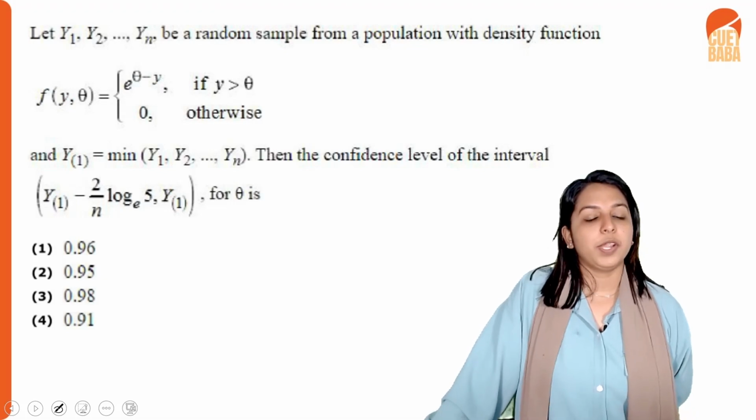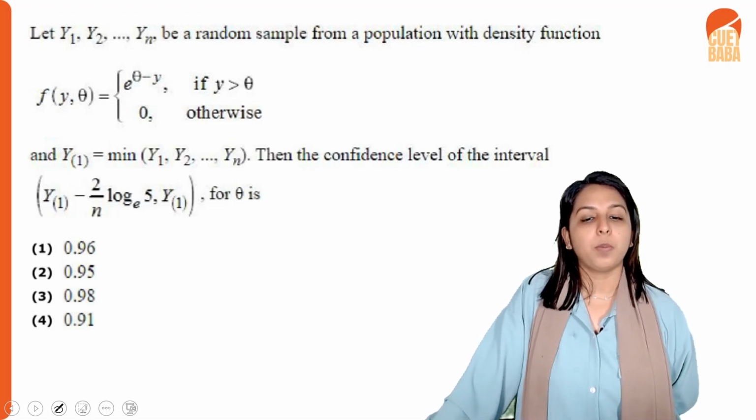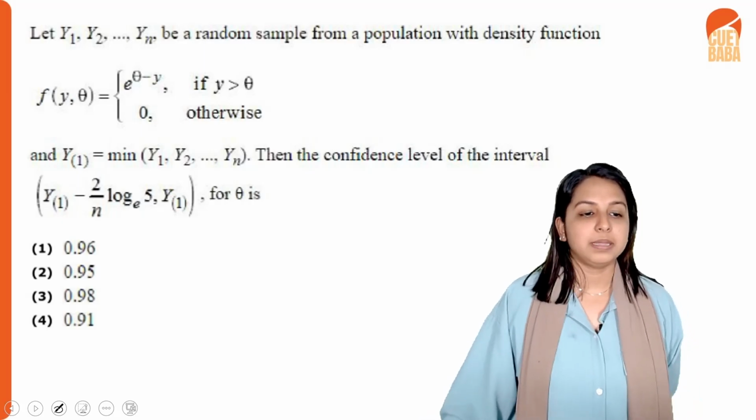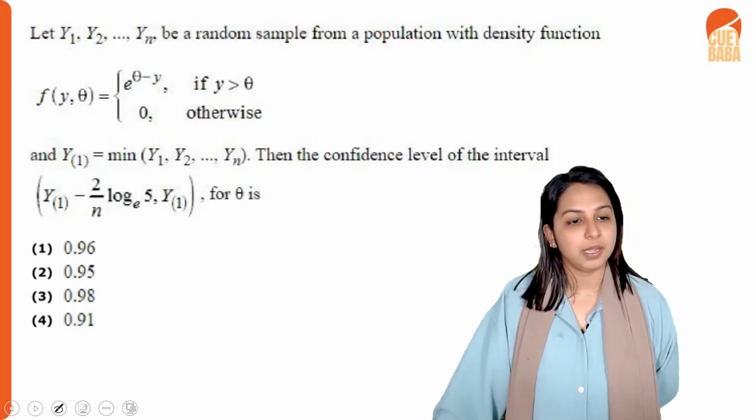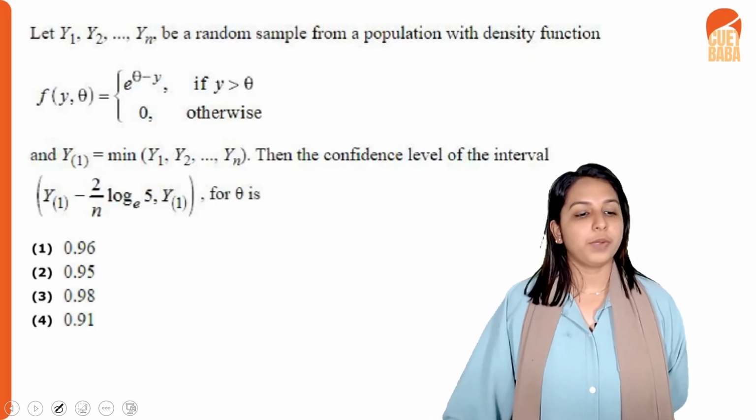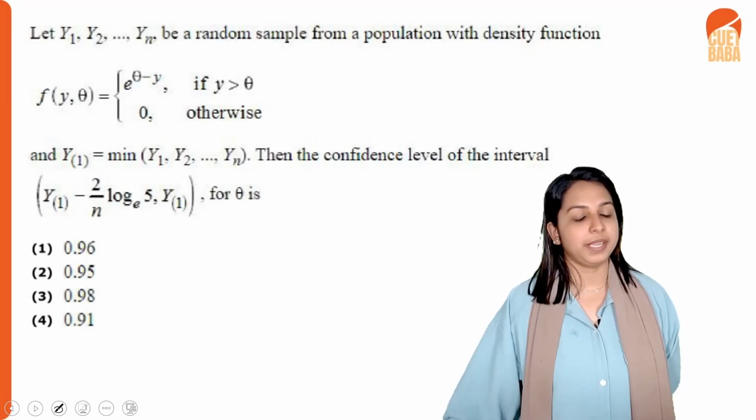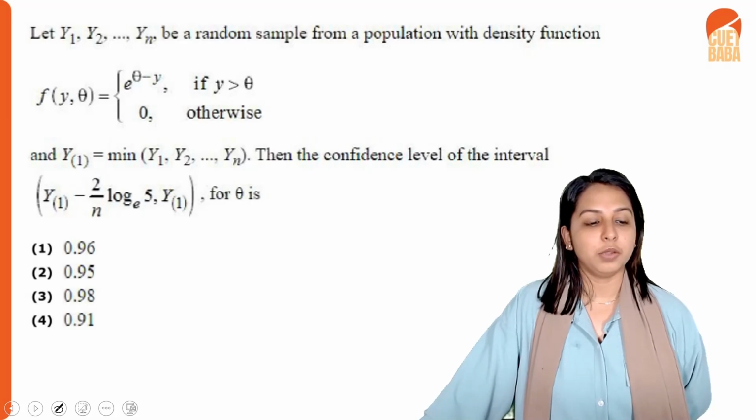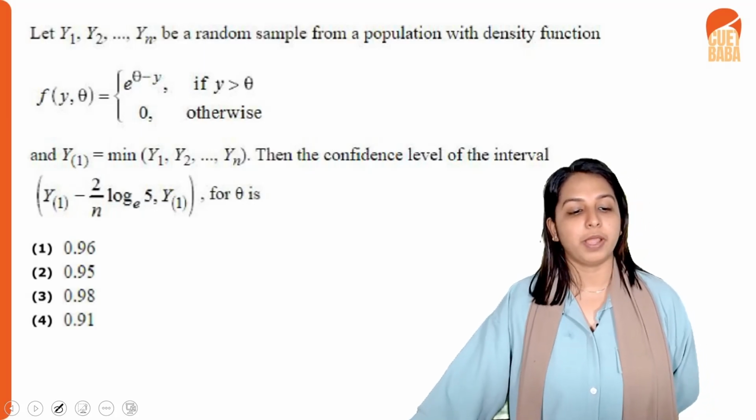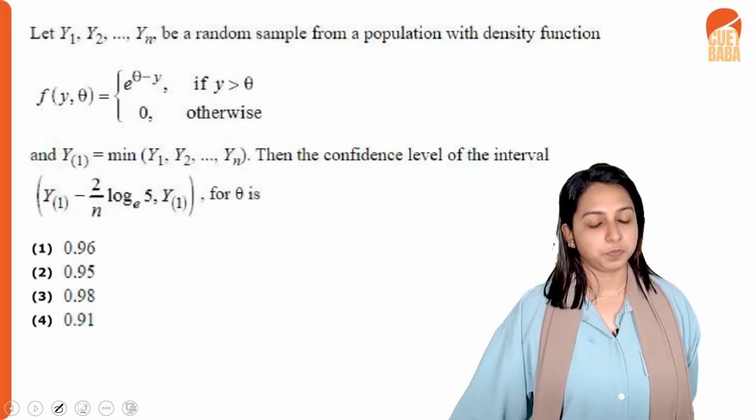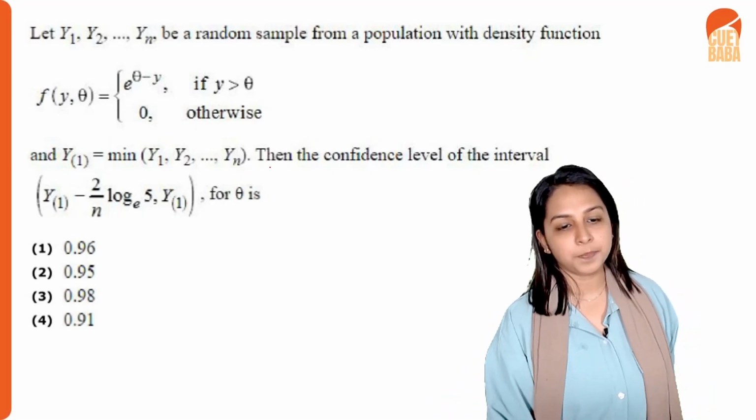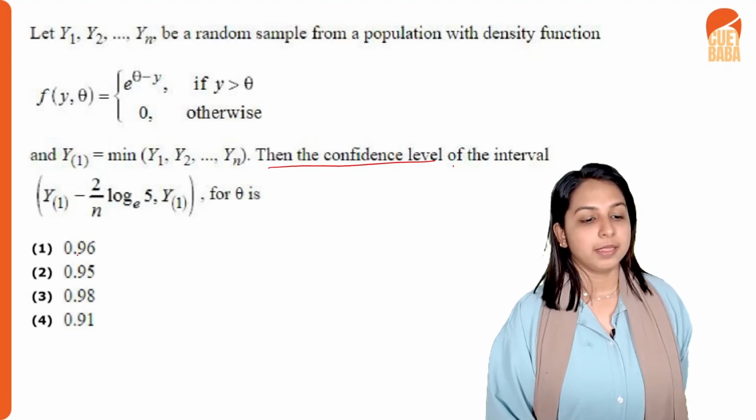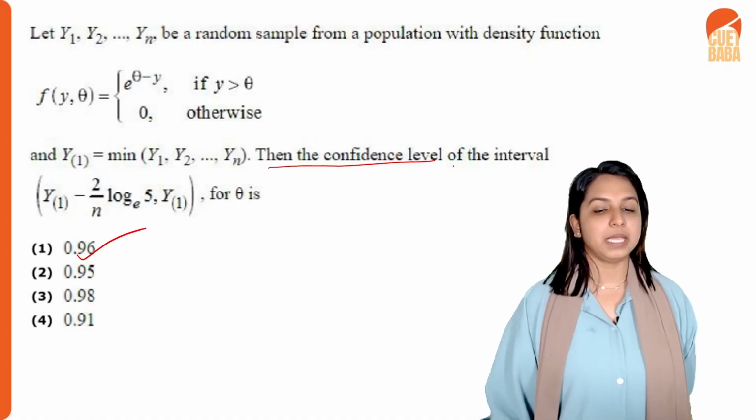Next question. Let y1, y2, etc. yn be a random sample from a population with the density function f of y, theta equal to e power theta minus y if y greater than theta and 0 otherwise. And y of 1 is equal to the minimum of y1, y2, etc. yn, that is the first order statistic. Then the confidence level for the interval y of 1 minus 2 by n log e 5, y of 1 will be equal to... that is, the confidence interval for the first order statistic minus 2 by n log e 5, first order statistic will be the first option, that is 0.96 will be the answer.